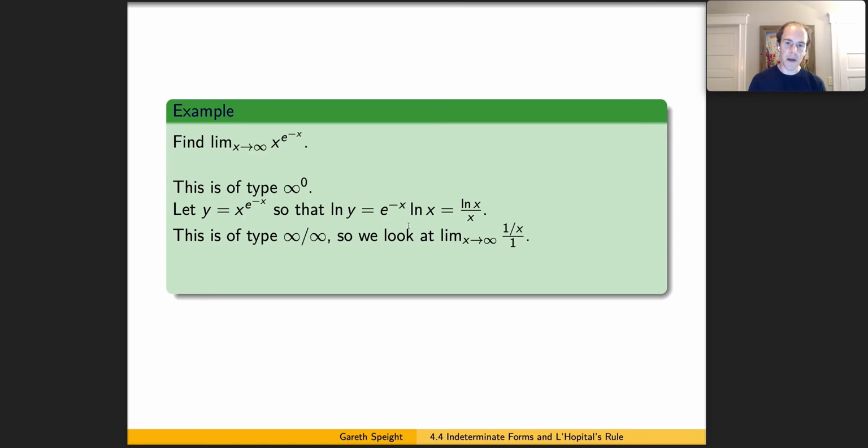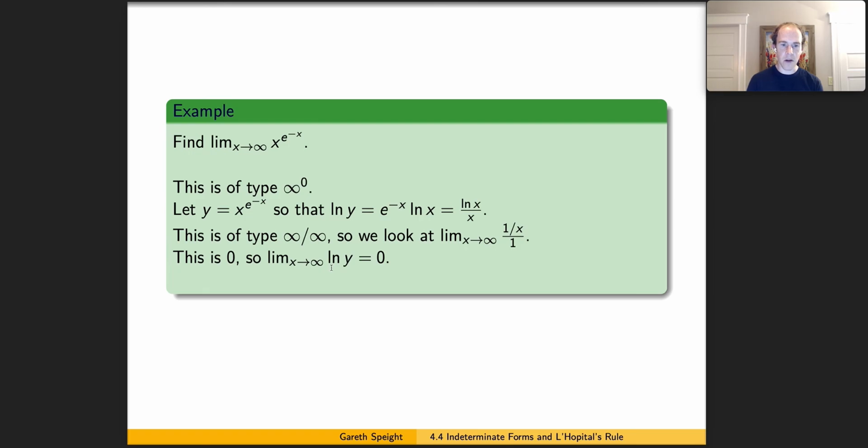Okay, which is of type infinity over infinity, so we have to differentiate top and bottom. We are going to get 1 over x on top, and the bottom, rather than what I wrote before, should be e to the x. We differentiate, we get e to the x. So we get 1 over x divided by e to the x. The bottom is e to the x, which is going to infinity. The top is going to 0. So we have 0 divided by infinity. This limit is going to be 0.